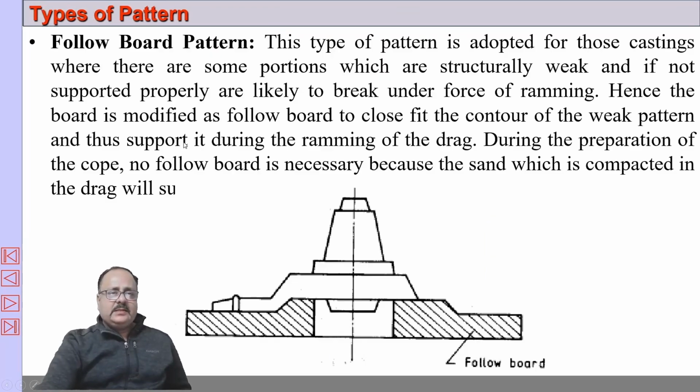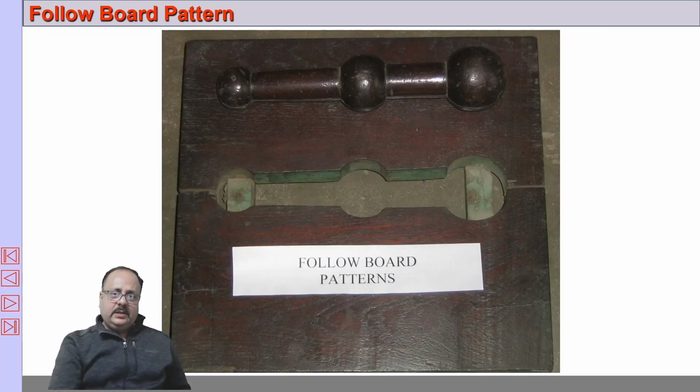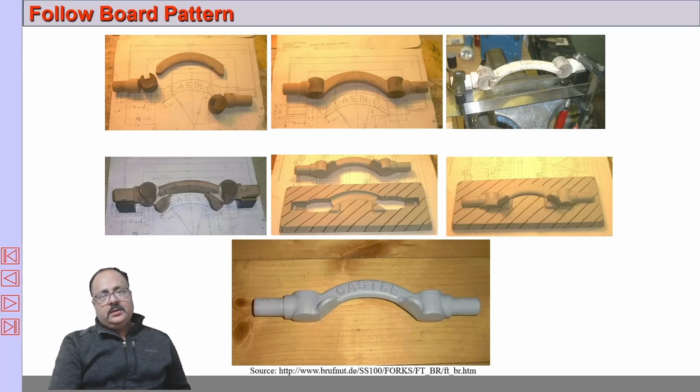Okay, then follow board pattern. Sometimes the shape of the casting is such that if you make a pattern of that shape and place it on a board which is plain and flat, then it will be dislodged or it may even break under the pressure of the ramming. So what do you do? You make a board which follows the profile of the pattern. Such a pattern is called follow board pattern. So this is a follow board pattern.